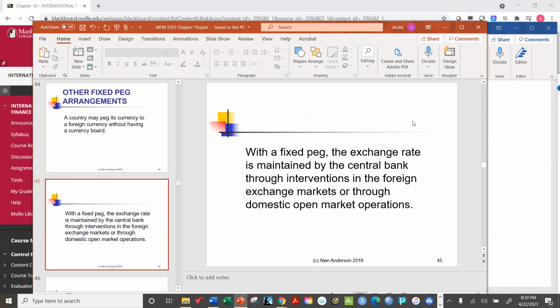And so, of course, the exchange rate is maintained by the central bank through interventions in the foreign exchange markets directly, where they jump in and either buy or sell foreign currencies, or else they can accomplish the same objectives through domestic open market operations, because then the domestic interest rate changes, and that, of course, affects its currency directly. If they need to strengthen their own currency, they'll raise domestic rates. And if they need to weaken the domestic currency, they'll, of course, lower interest rates.